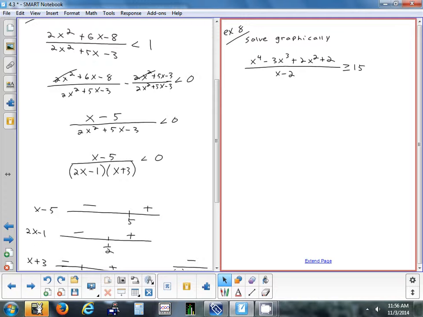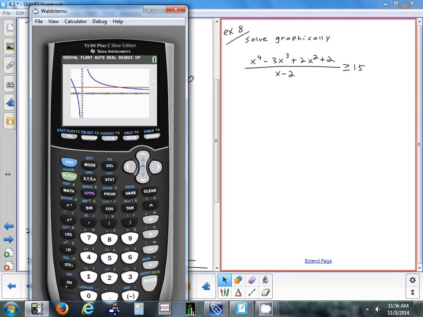But I think we should bring everything over to one side. You don't have to find a common denominator. You could just bring the 15 over. That's fine. So x to the fourth minus 3x cubed plus 2x squared plus 2 divided by x minus 2. Okay, so I put parentheses around that entire part. And then we're going to subtract a 15. Bring that over to the other side.